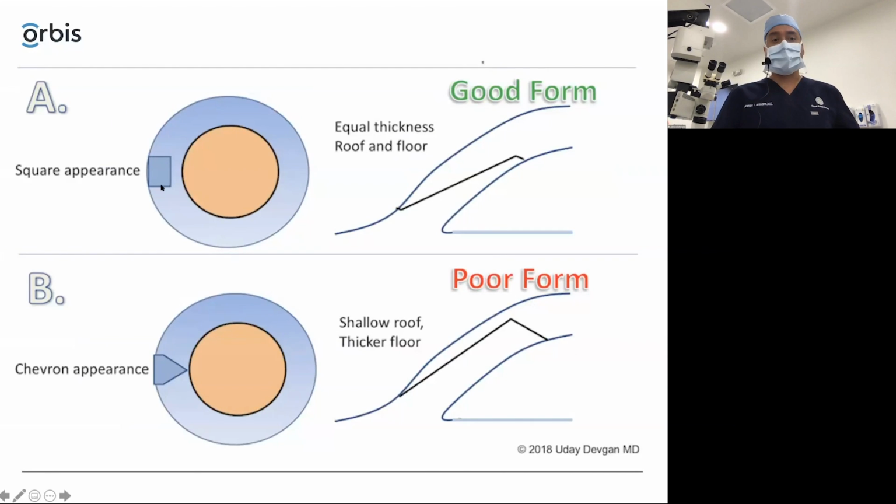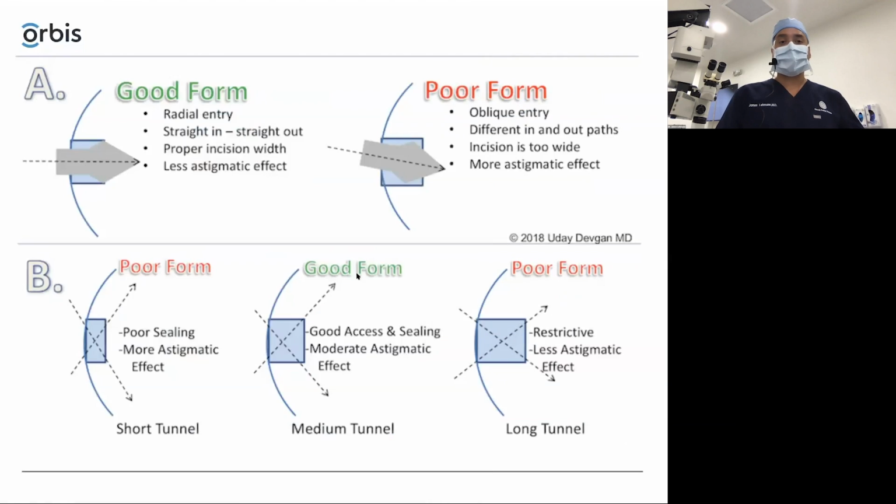Okay, so again, good form is a square appearance with equal thickness of the roof and floor of the incision. Poor form is where you push too hard in the beginning and you get this chevron appearance that has a real shallow roof and a real thick floor. And then the last thing is you want to go straight in and straight out, okay? You don't want to enlarge the incision on the interior. You don't want to go in obliquely. And so kind of in summary, if you look at this part B here, a short tunnel is bad because it's hard to seal. You want it to look as close to a square as you can. If it's too much of a tunnel, it's restrictive and it starts to interfere with your view.